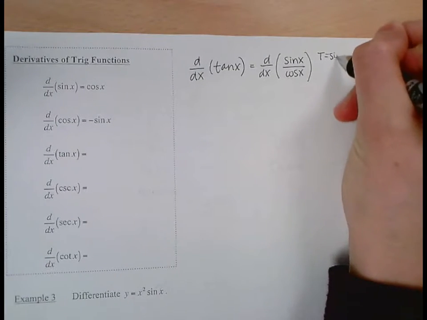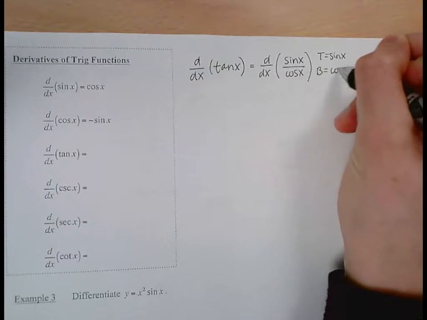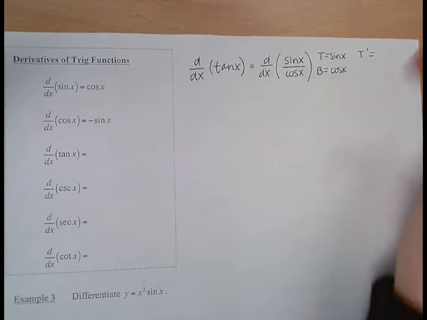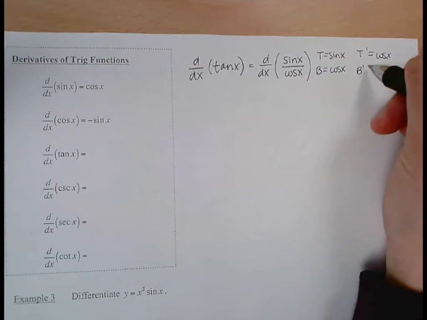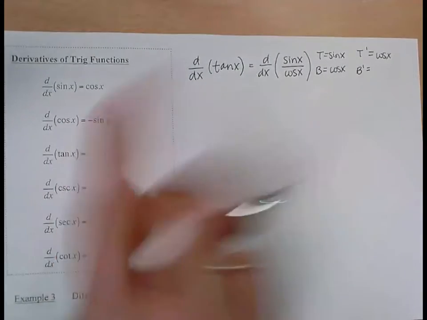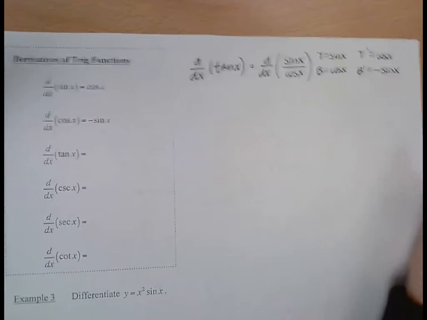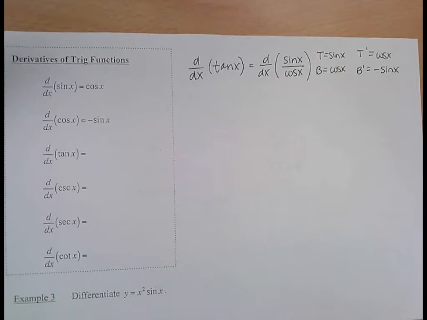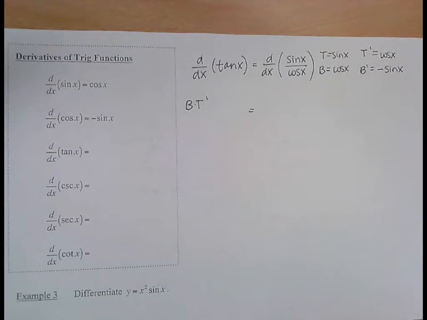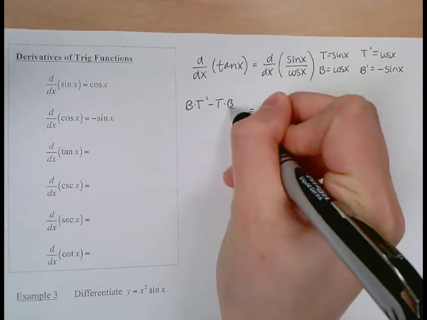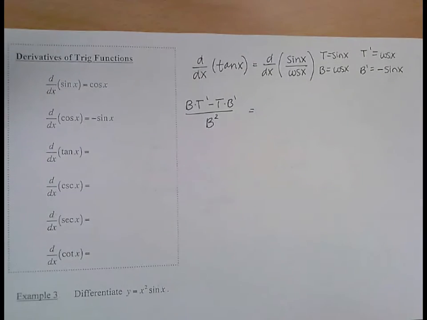Top function is sine of x. Bottom function is cosine of x. Derivative of the top, so derivative of sine of x is cosine of x. Derivative of the bottom, derivative of cosine, is the opposite of sine of x. And then we can apply the quotient rule. Now, I know I haven't passed the homework quizzes back. I haven't gotten them all yet. But some of you had flipped your terms on the top. The quotient rule is bottom times top prime first. And then minus top times bottom prime over the bottom squared.